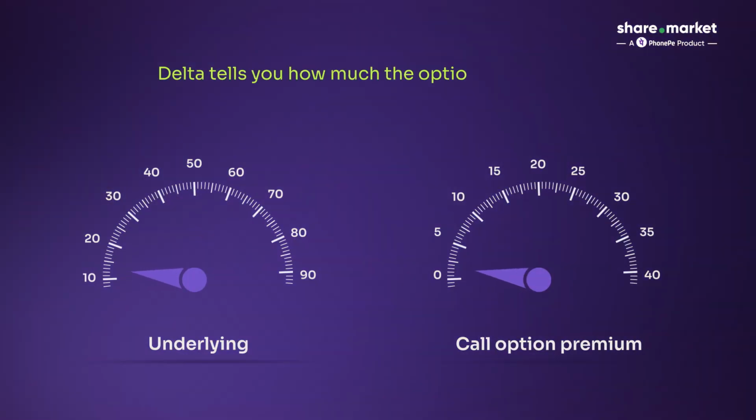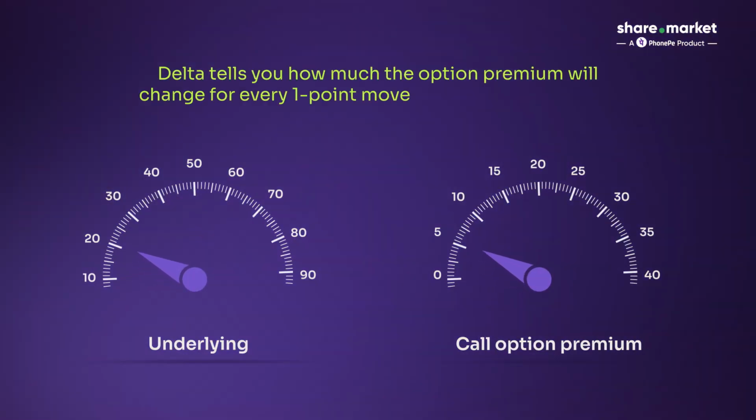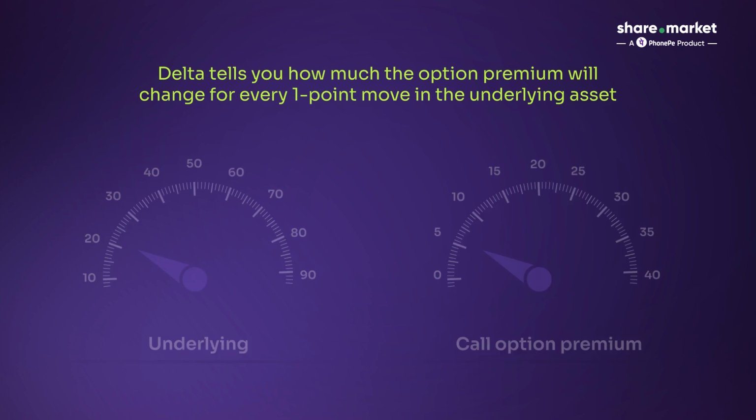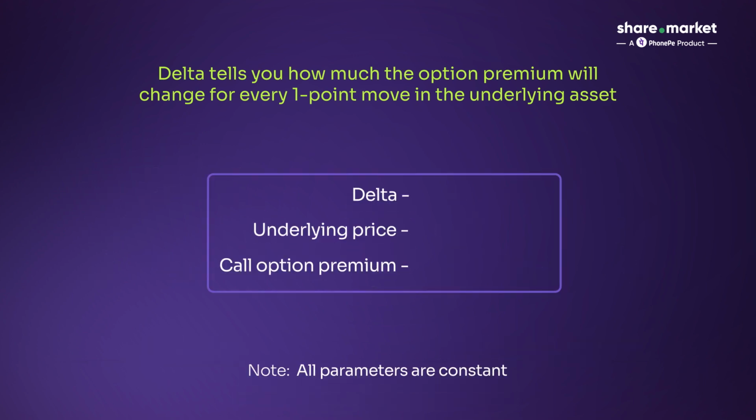We all drive a car or bike and see the speedometer, right? Speedometer tells us about the speed of the vehicle. Similarly, delta is like the speedometer of an option. Delta tells you how much the option premium will change for every 1 point move in the underlying asset. For example, if a call option has a delta of 0.5, then every 1 point move in the underlying will move the option premium by 0.5.